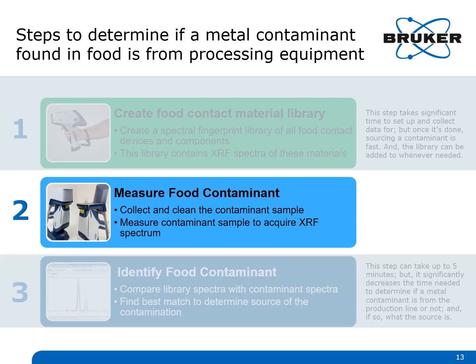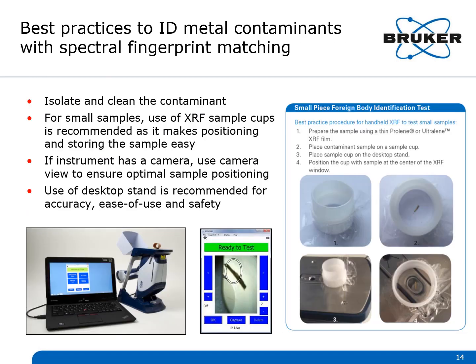production. The next stage in using spectral fingerprint matching is to test the found contaminant. This just takes a few moments. Remember from the first video, you isolate and clean the contaminant. If it's a small one as pictured here, it's recommended to sandwich the sample with thin film and then place it in an XRF sample cup.